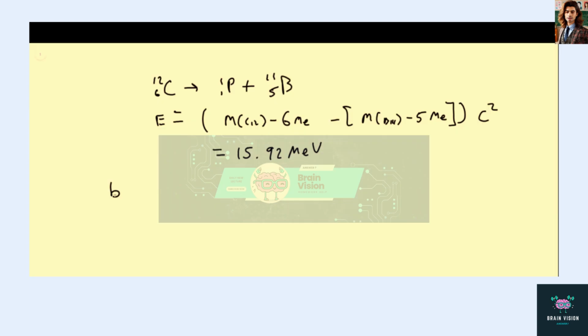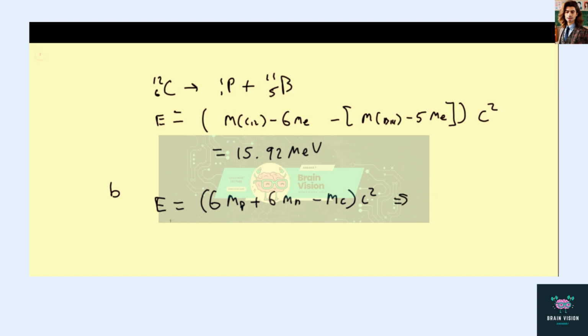Now, we want to compare this value to the binding energy per nucleon for carbon-12. This, of course, we can calculate again from the mass difference of the constituents in the carbon, or the difference between the masses of the constituents and the mass of the total carbon atom itself. So this is 6 times the mass of the proton, since there are 6 protons, plus 6 times the mass of the neutron, because there are 6 neutrons, minus the mass of the total carbon atom. And we again multiply this by c squared, the proportionality constant between the difference of mass and the energy.